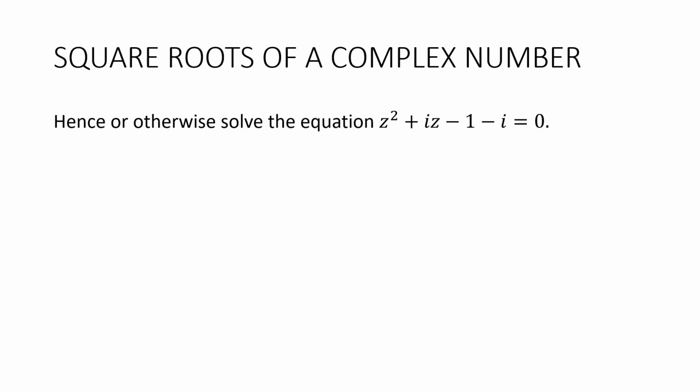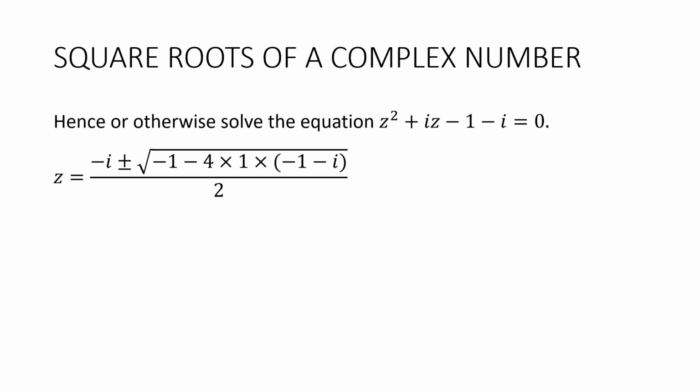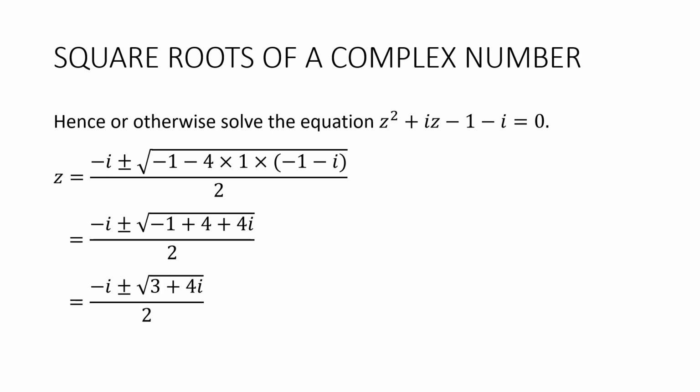Now there is a further question that's often asked, and it goes like this. Hence or otherwise solve the equation z squared plus iz minus 1 minus i is equal to 0. What we're going to do is use the quadratic formula, but be careful here, c is negative 1 take away i. So negative b plus or minus the square root of b squared minus 4 times a times c all over 2a. And tidying up under the square root, we end up with 3 plus 4i. And we were just asked to find the square roots of 3 plus 4i. So we're going to substitute in either 2 plus i or negative 2 minus i. You don't need to do both.